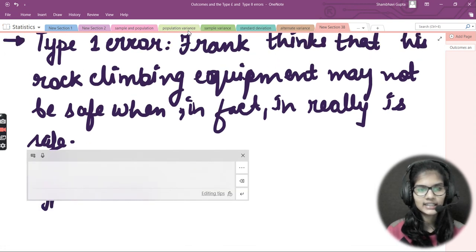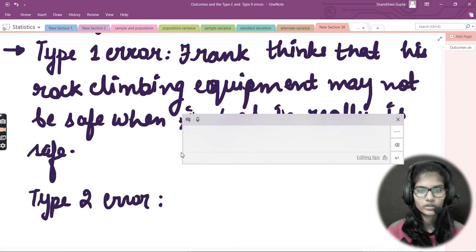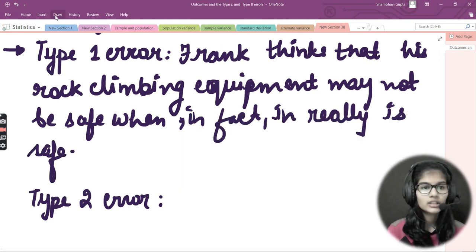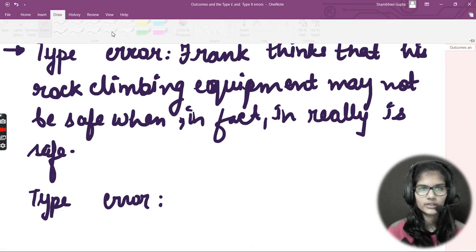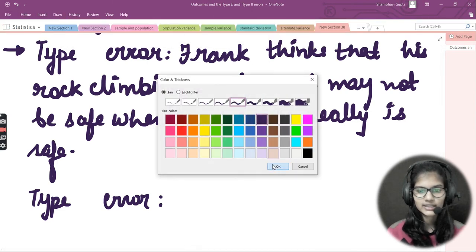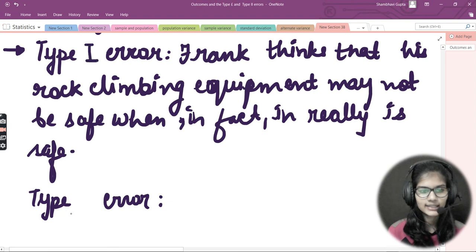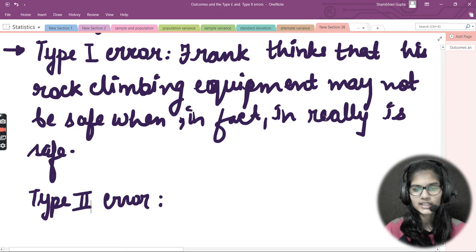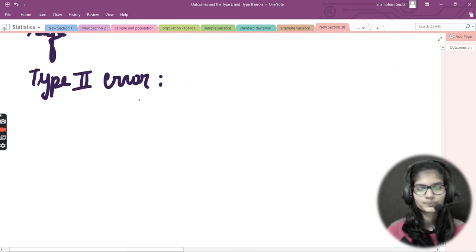Let me just quickly take the eraser and remove this. Let me write out the correct denotations for the type 1 and type 2 errors. So one is like this and 2 is simply like this. This is the correct denotation for writing these things. Now moving towards my type 2 error.